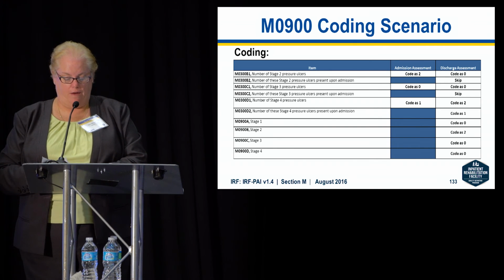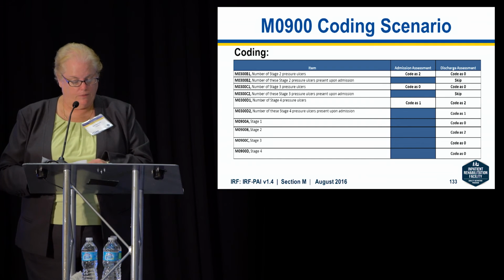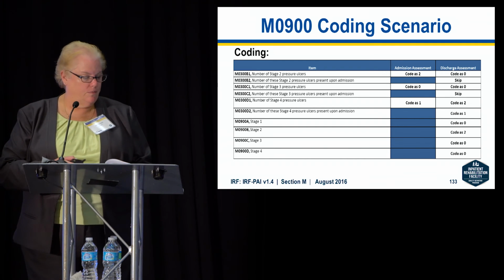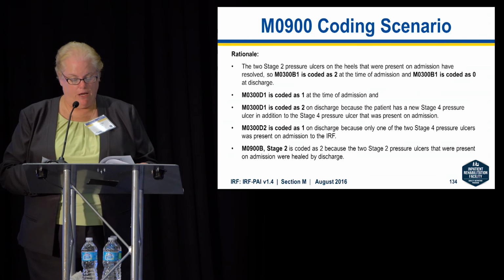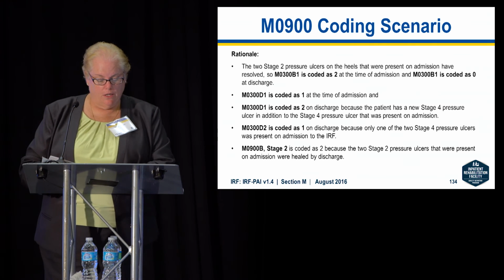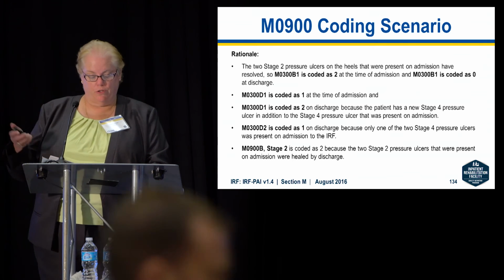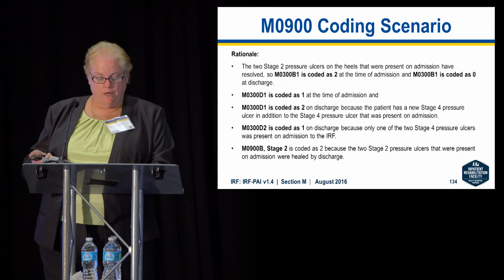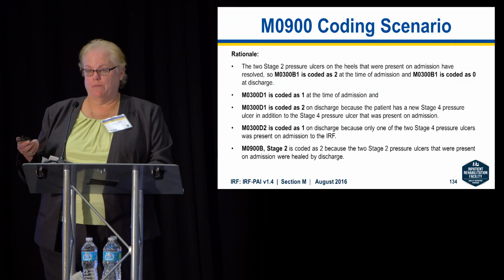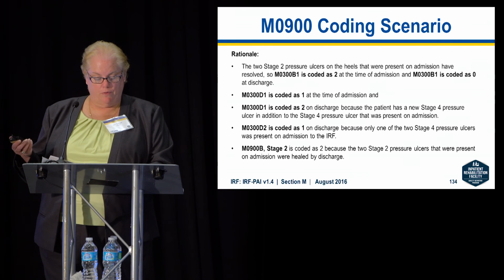Right, we didn't have any of our stage 4s healed. They continued to have that. All right. So let's go through the rationale. Let me just scoot forward to the rationale here. All right. So the 2, I think we went through this. The 2 stage 2 pressure ulcers on the heels were present on admission and resolved. So the M0300B1 is coded as 2, and M0300B1 is coded as 0 at discharge.